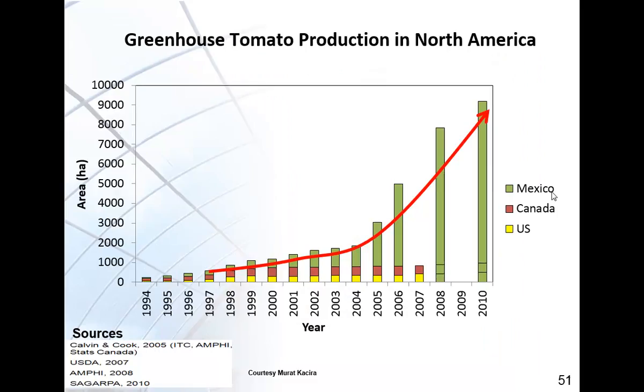Tomatoes are the most popular products grown in a greenhouse because they have been most cost effective to grow, and you can see that it was the mid to late 1990s when it began to increase in North America, in the US, Canada, and a little bit in Mexico. And then since 2000, Mexico has grown tremendously, while the US and Canada has stayed approximately the same.